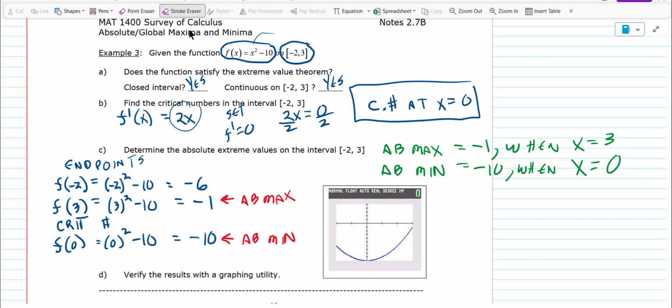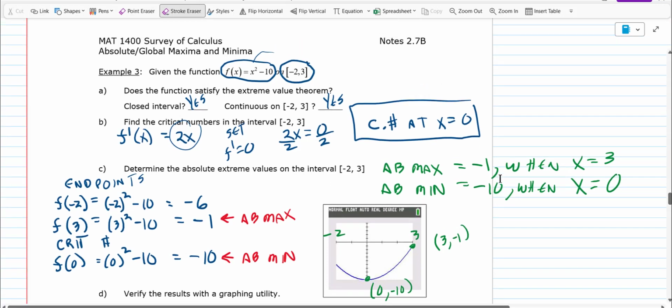Okay, now on the graph, I think I put this graph on your handout. What you find is this point right here is the point 3, -1. That's where your absolute max was. And this point right here was 0, -10. That's where your absolute min was. Okay, so you can always tell on your graphing calculator if you're right. And what I did on this is I just graphed the function from -2 to 3. You don't have to look at anything beyond the closed interval -2, 3. That's how you figure that out. Okay? All right, does that make sense? Okay, any questions?